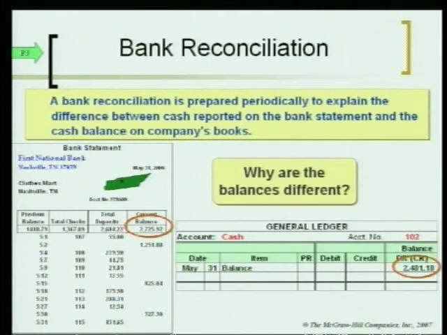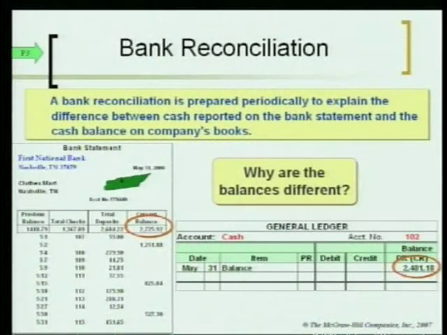There's checks that you have written and you've deducted from your books but have not yet cleared the bank. There may be deposits that you've made at the end of the day on May 31st and you put it in your books, but it hasn't yet cleared the bank, right? There's a number of different items that would cause those two balances to be different. Those are called reconciling items. Okay? Those are called reconciling items. Let's take a look at those.